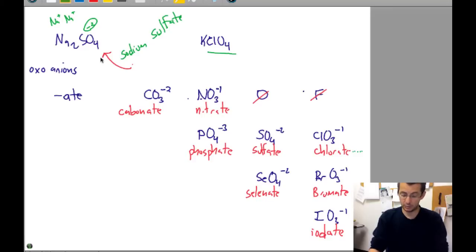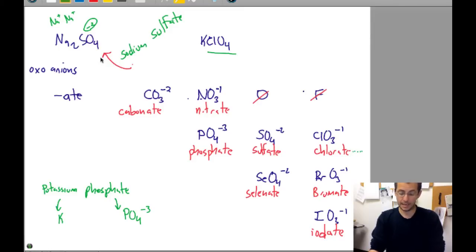So if you were to deal with potassium phosphate, you would have to know that phosphate is a PO4 -3 ion, and potassium has the symbol K, has a +1 charge, and so potassium phosphate would be K3PO4. 3 potassiums to balance out the -3 charge of the phosphate.